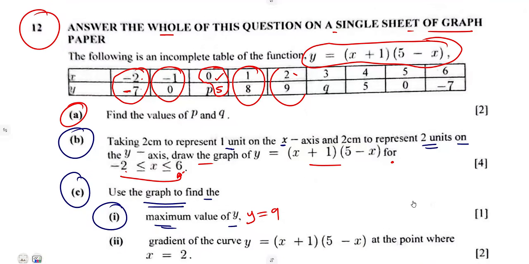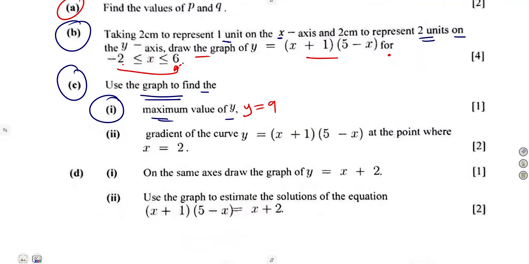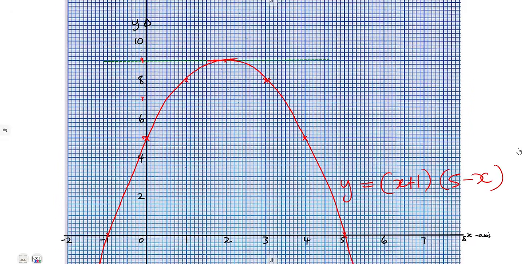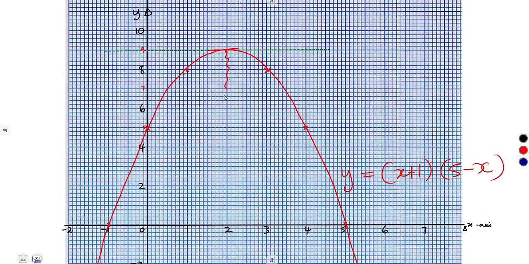All right, item 2 of this part C, the gradient of the curve at the point where x is 2. At the point where x is 2, that's at the maximum value. If you check here properly, that's the point where x is 2, it corresponds to that point at the maximum turning point, which is what?